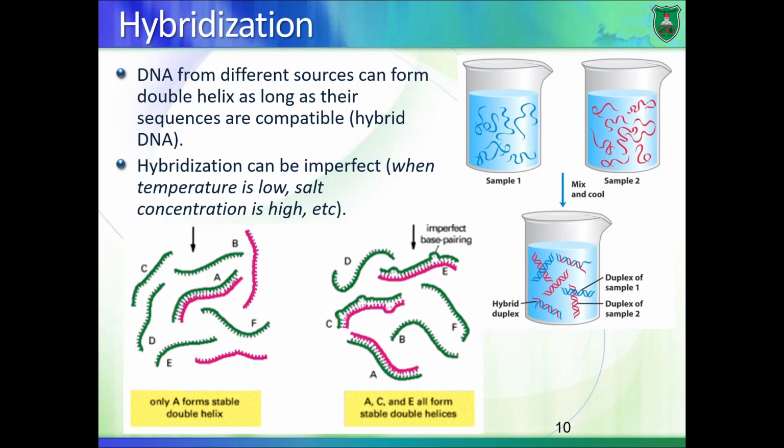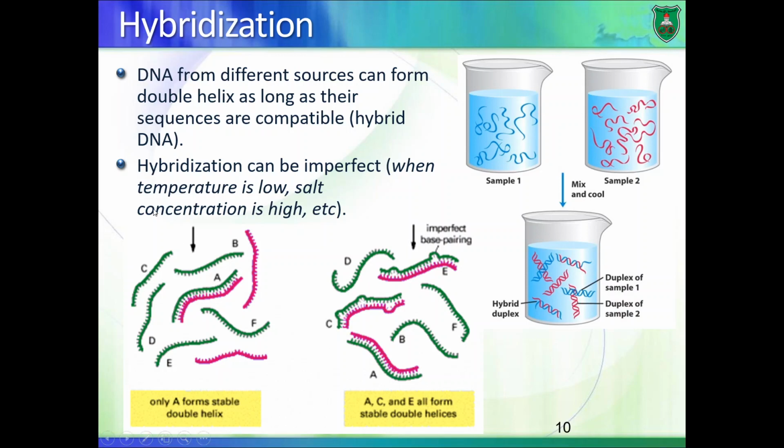and we lower the temperature. Well, what would happen? The two strands would renature again, going back to form the original DNA, as you can see in here. Or you can have hybrid molecules, that is, you have one strand from one source and another strand from a different source, as long as they are complementary.